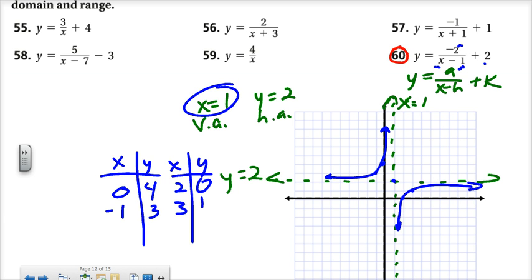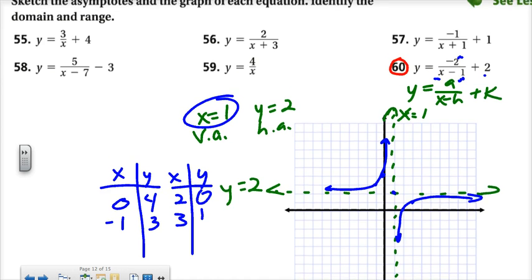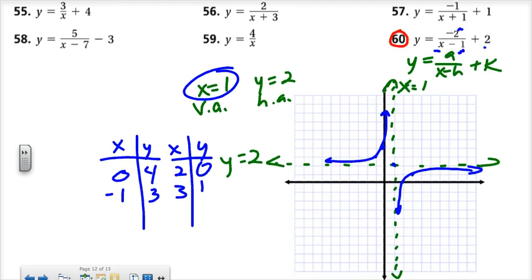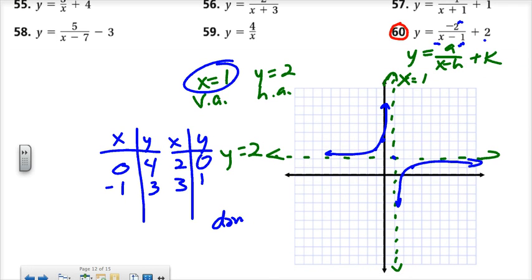And there it is. Then it said, sketch the asymptotes in the graph of each equation, and then they want us to identify the domain and the range. So domain, we know we can't use x as 1, so it'll be all reals except x being 1. And then our range, all reals except for, again, our asymptote, 2. So y can't be 2. It can be everything else, just can't be those two things. All other real numbers are going to be fine.